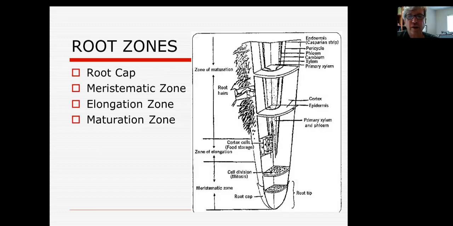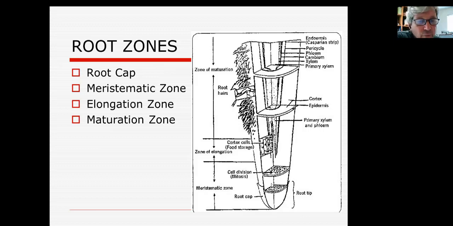Showing you a picture, roots grow in a unique way. Well, plants actually grow in a unique way, unlike animals. Animals, we kind of grow from a small thing and we expand out and we're growing in all directions. Plant parts typically are growing unidirectional, and roots are a prime example.